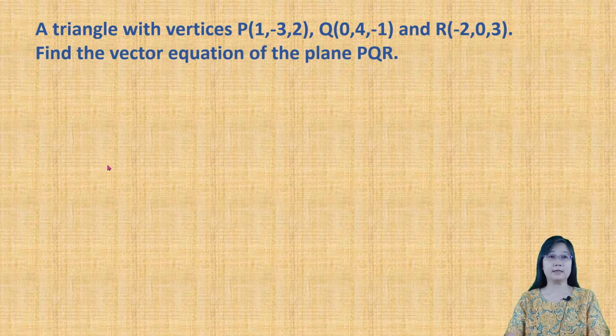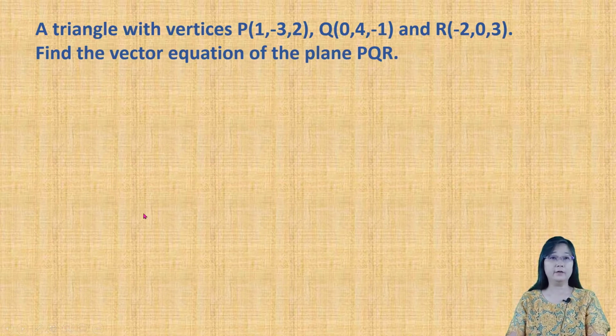Now let's try this example. A triangle with vertices PQR. Find the vector equation of the plane PQR. If we want to find the vector equation of a plane, we need one position vector of a point which is on the plane. Here we have 3 points, so we can use any one point. After that we need a normal vector which is perpendicular to the plane.